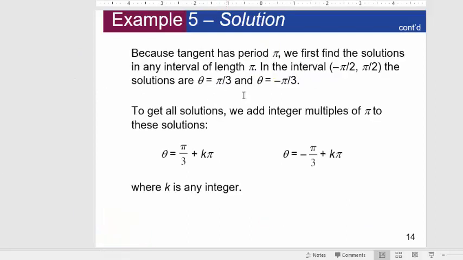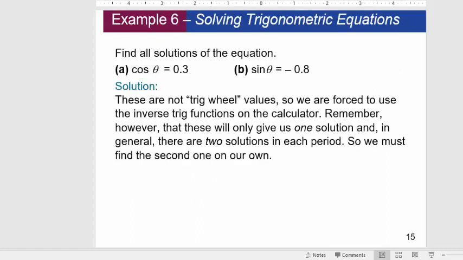All right, so there they give us the two solutions, right? Pi over 3 and negative pi over 3. That's in the interval between negative pi over 2 and positive pi over 2. But again, if we want our general solution, we need to add pi k to each of those. All right, so we end up with pi over 3 plus k pi and negative pi over 3 plus k pi. So far, we've been doing ones that were trig wheel values, right?